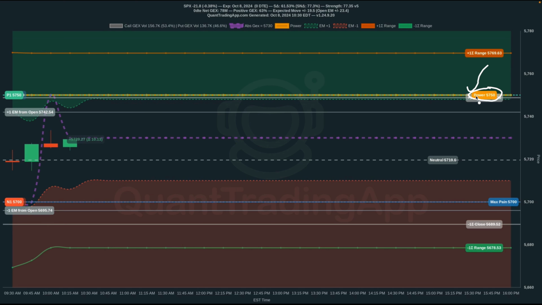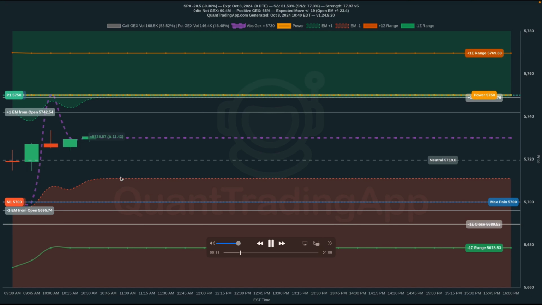The power strike is a practical strike here. It is reasonable as it is not too far away. Is the absolute gamma strike in confluence with it? Well, it gave us a flash, but at this point in time, it's not. So let's play it out and let's see what happens.